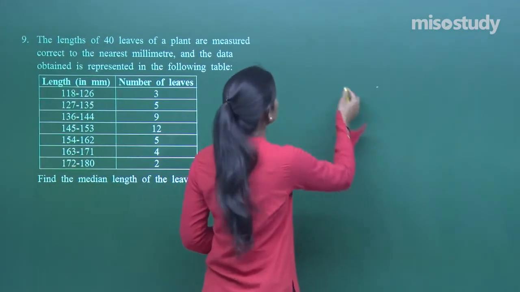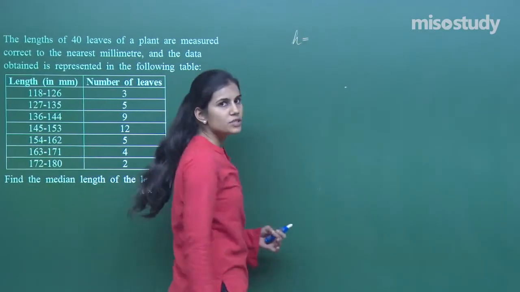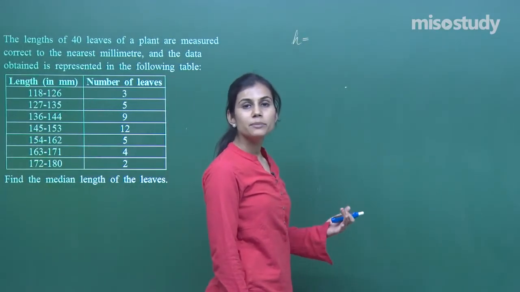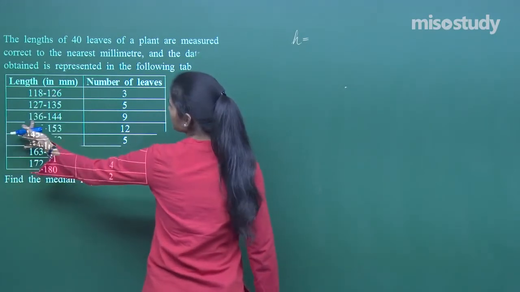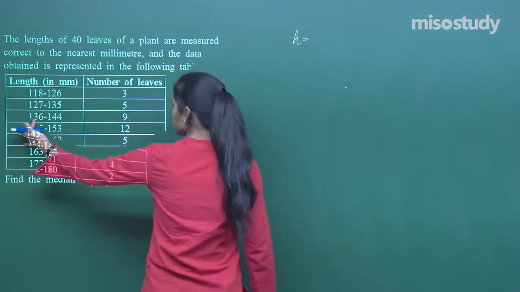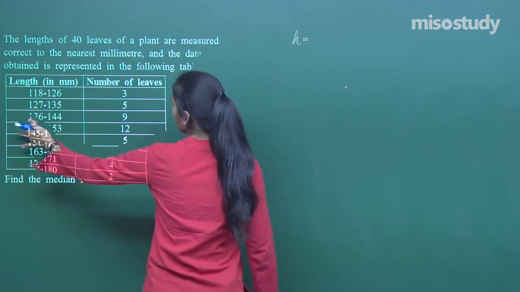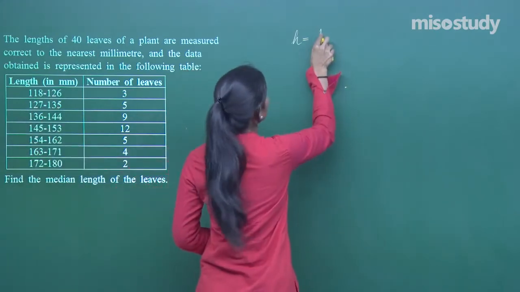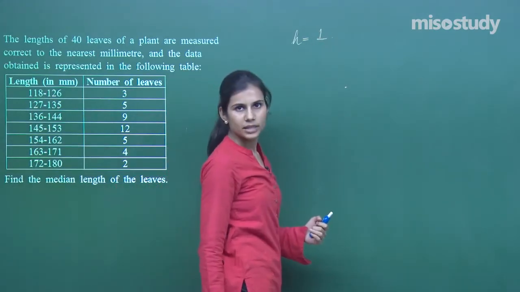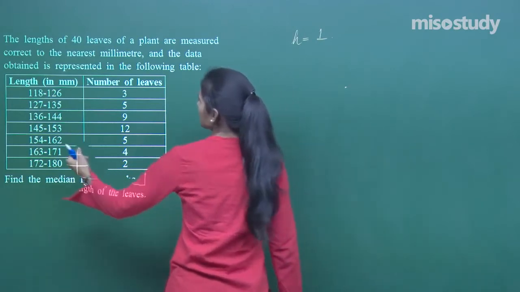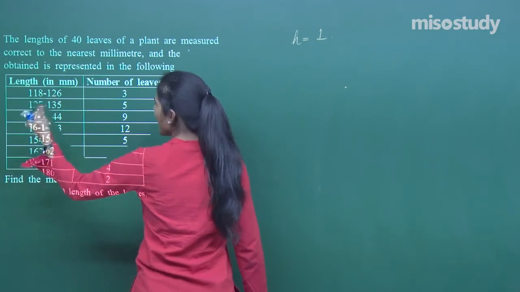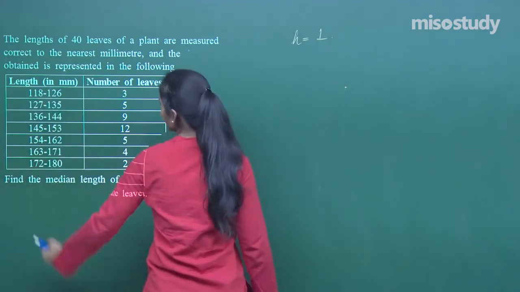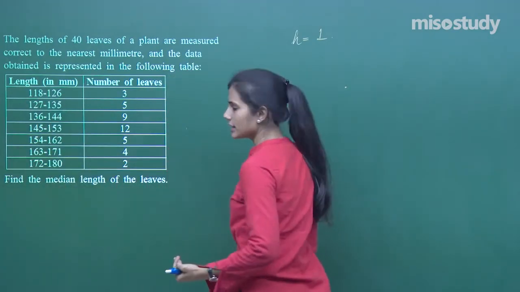How to make them continuous? We compute h, which is the lower limit of a class interval minus the upper limit of the preceding class interval. Pick up the lower limit of any class interval, say 136, and the upper limit of the just preceding class interval is 135. 136 minus 135 is 1, so your h is 1. Now what you do? You subtract h by 2 from the lower limit of all the class intervals and add h by 2 to the upper limits of all the class intervals and get the new class intervals.